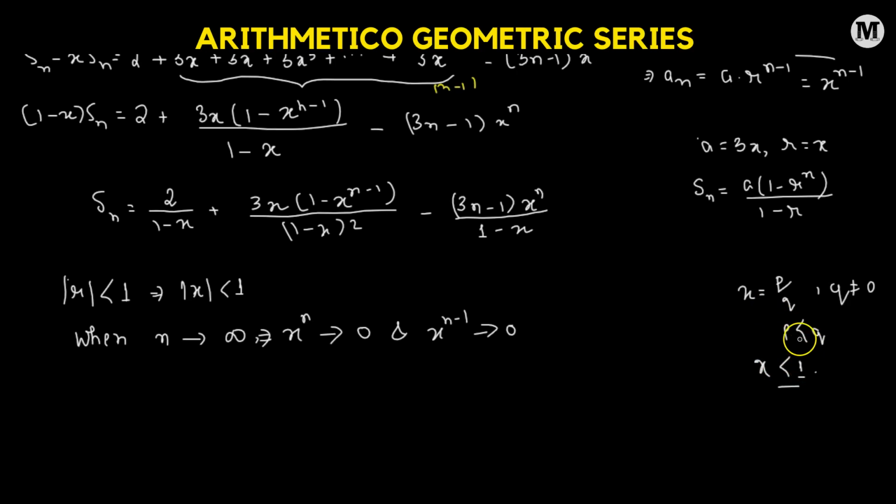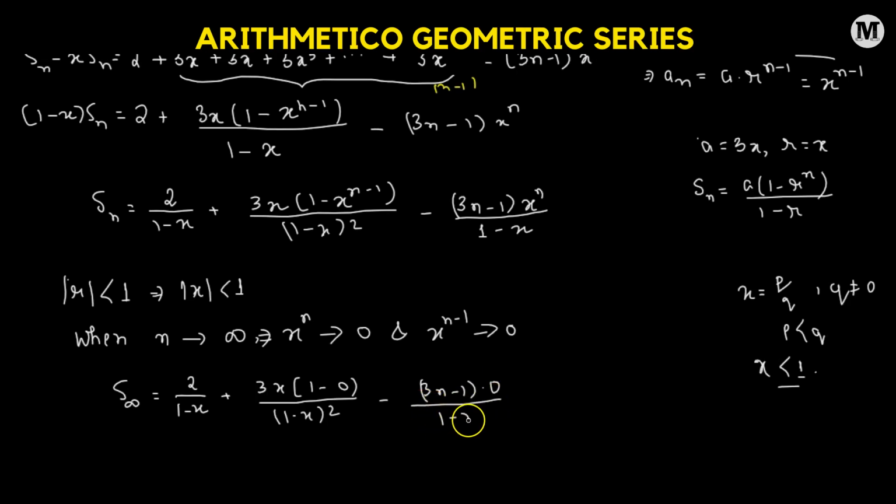And in that case, when x is less than 1, as the power increases, the n value increases, so the overall ratio p over q is going to decrease. And if n approaches an extremely large value, then p over q is going to go to 0. So that means the sum up to infinite number of terms is going to be given by 2 over 1 minus x added to 3 times x multiplied to 1 minus 0 divided by 1 minus x whole square, minus 3n minus 1 multiplied to 0 divided by 1 minus x.